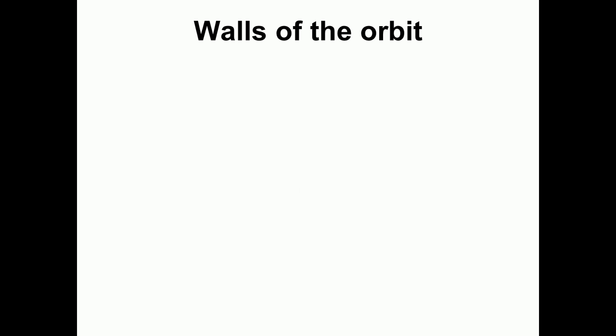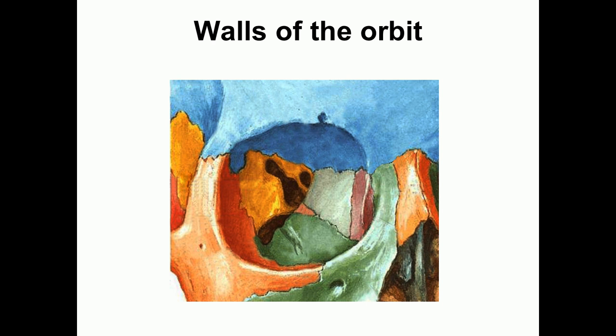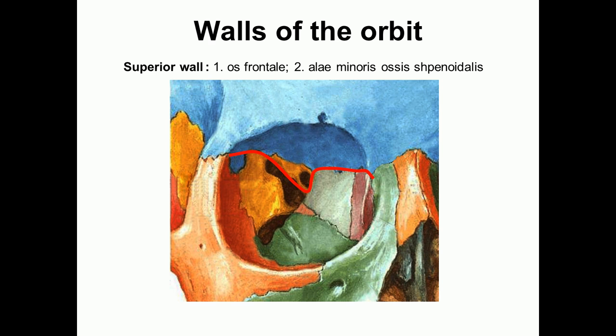And we need to know each of it. So, superior wall. Now the patient is before us. We look at his face from anterior view and sure the superior wall is this wall. Here, what are the bones which form this superior wall? They are 2.